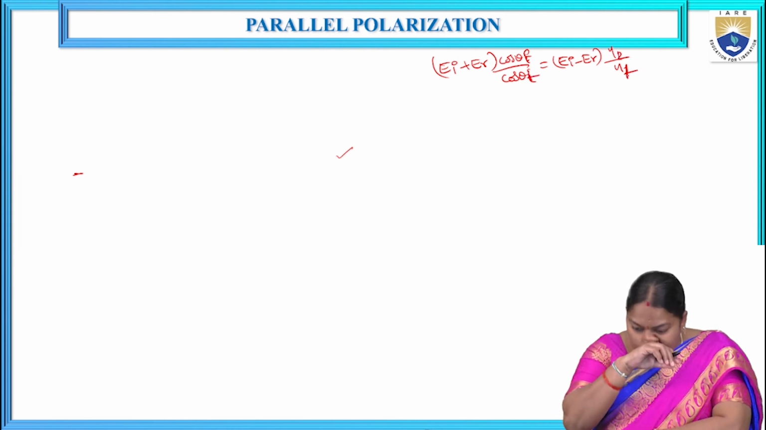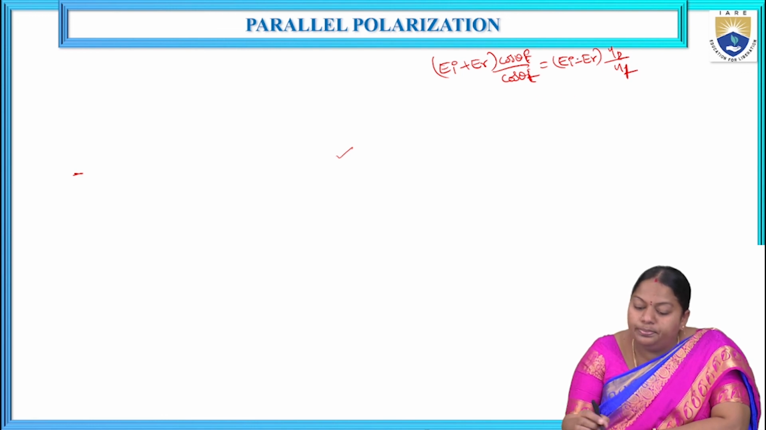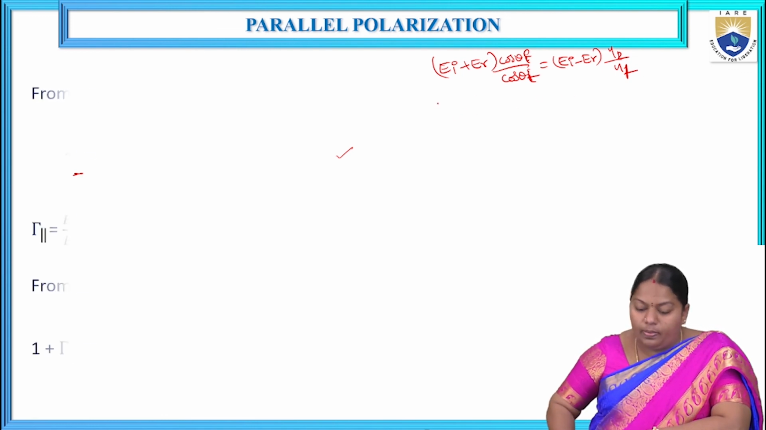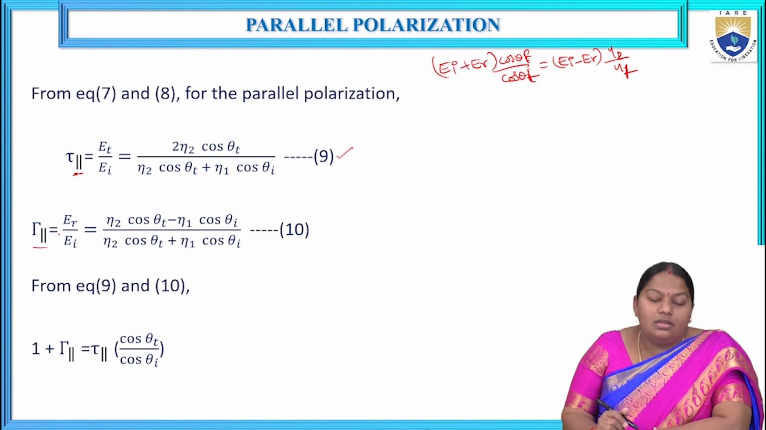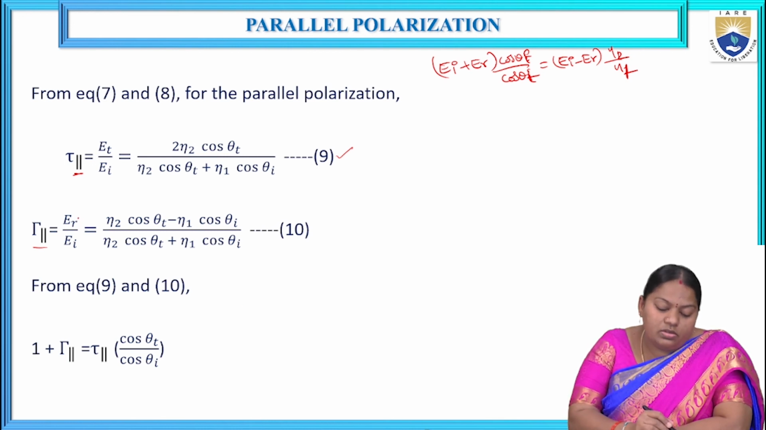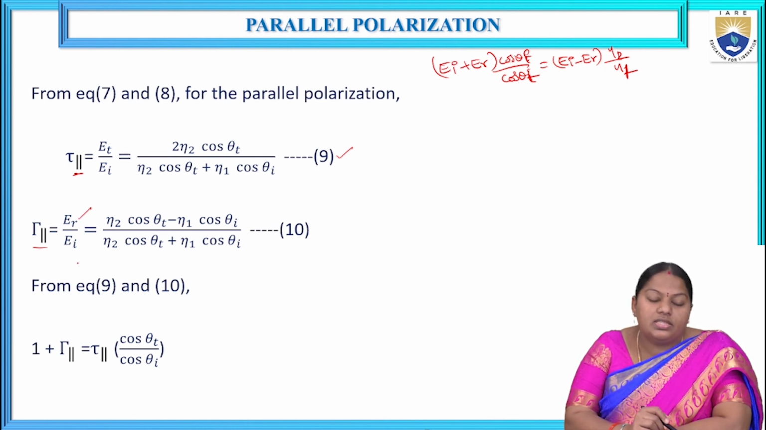Now simplifying these two equations, we get gamma parallel, nothing but the reflection coefficient, and it is the ratio of the reflected wave field strength to the incident wave field strength, which is obtained as (eta 2 cos theta t minus eta 1 cos theta i) by (eta 2 cos theta t plus eta 1 cos theta i).